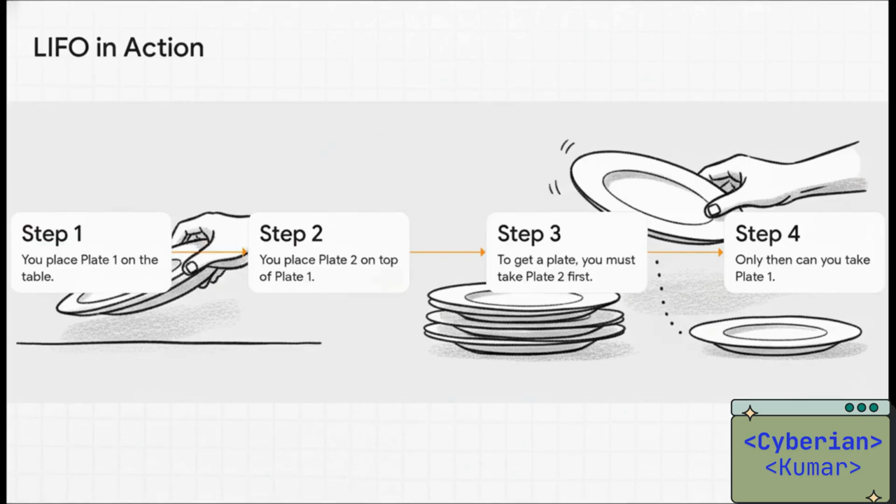So let's make this idea a little less abstract and more concrete. Imagine you're washing dishes. You put the first clean plate down on the counter. Then you place a second plate right on top of it. Now, if you need a plate, you can't just yank the bottom one out, right? Of course not. You have to take the top one, plate 2, the one you just put there. Only then can you get to plate 1. See? That's it. Last in, first out.